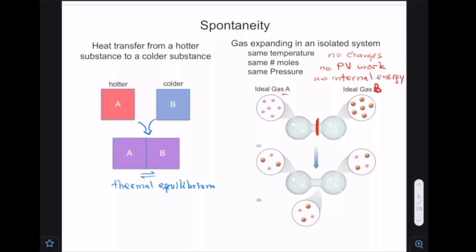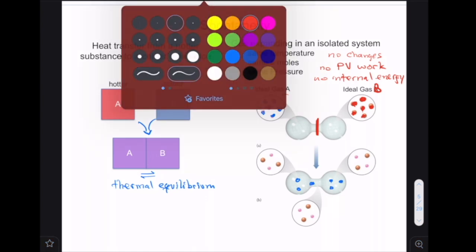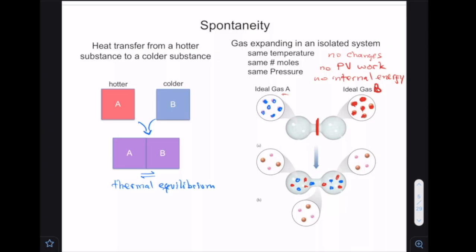But I think we all know what's going to happen if we remove that partition. The gas A molecules are not going to just stay on the left, and the gas B particles are not going to just stay on the right. They're going to mix completely. So here, let's do B in red, and let's put A in blue. If we start with that on each side, we're going to end up with both gases being equally dispersed on both sides. But there's no internal energy to force that. So something else must be driving what seems to be a random dispersal of the molecules. So what's driving that? Well, it's called entropy.